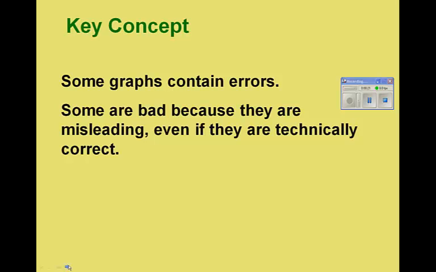The key concept from this section: some graphs contain errors because you just screwed up, right? But also, some are bad because even though they're, quote, accurate or technically correct, they can be misleading. And that's what this whole section that we did for homework is trying to get at.